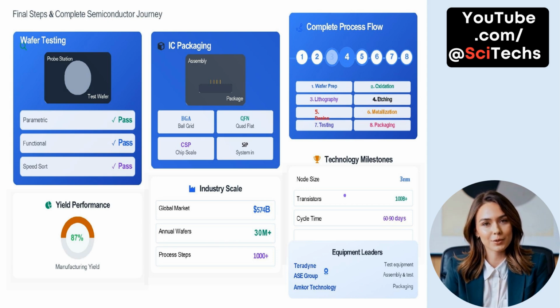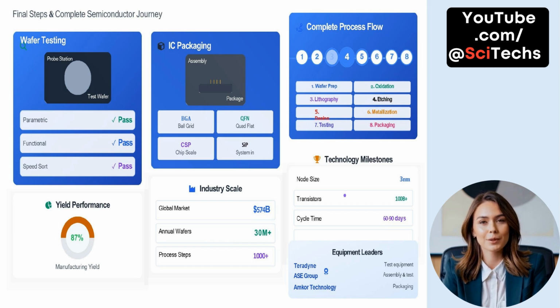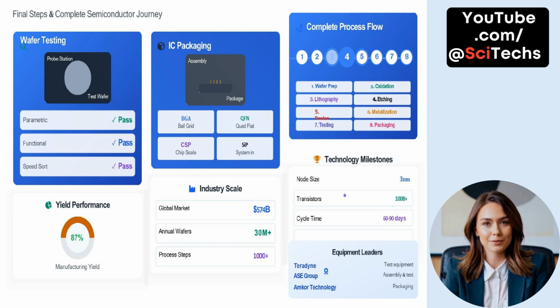The full process flow encompasses 8 stages, from wafer preparation to final packaging. Across the industry, average manufacturing yield reaches 87%, with over 1,000 process steps. On the global scale, more than 30 million wafers are produced annually in a $574 billion market. With today's advanced technology, node sizes reach as small as 3 nanometers, packing over 100 billion transistors per chip, all within a 60 to 90-day cycle. Key equipment suppliers include Teradyne, ASE Group, and Amkor Technology.